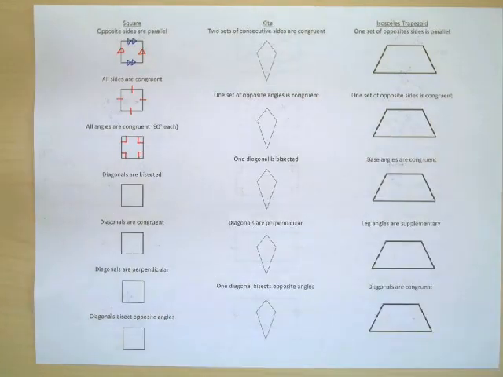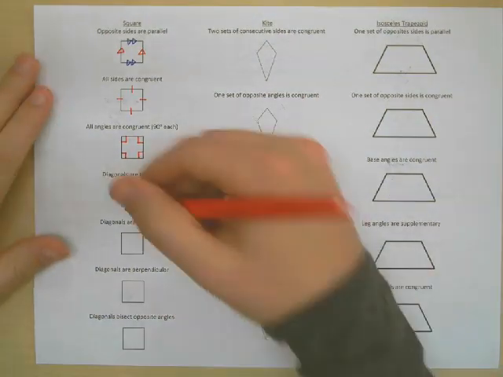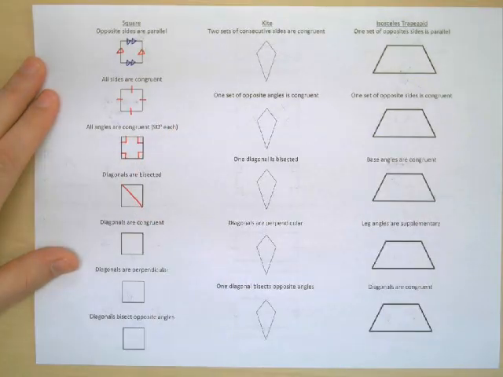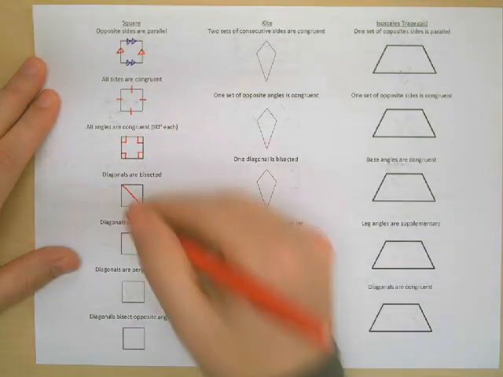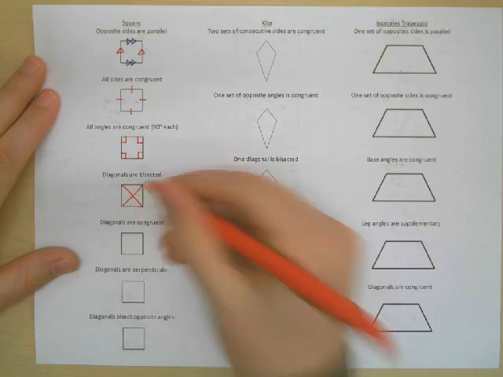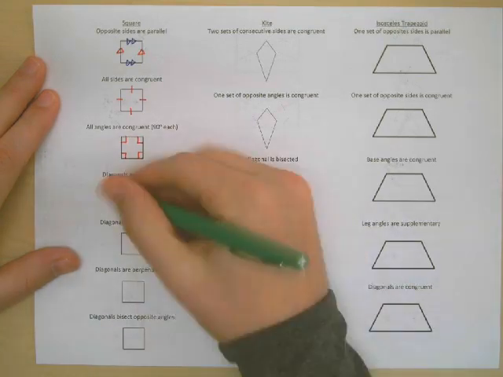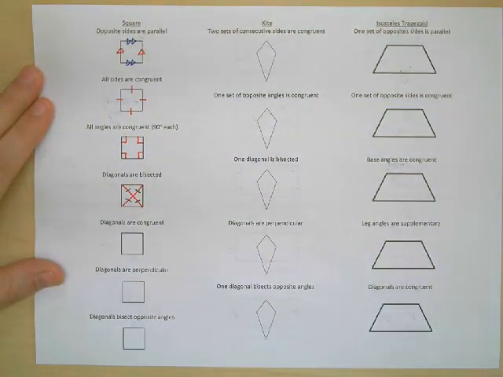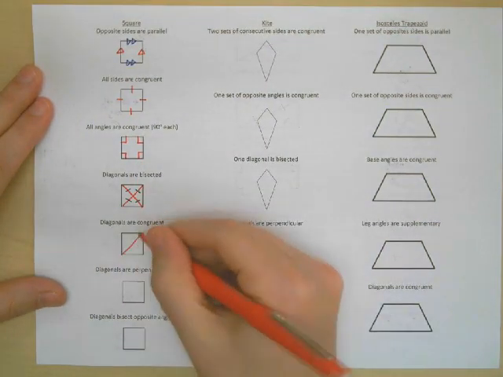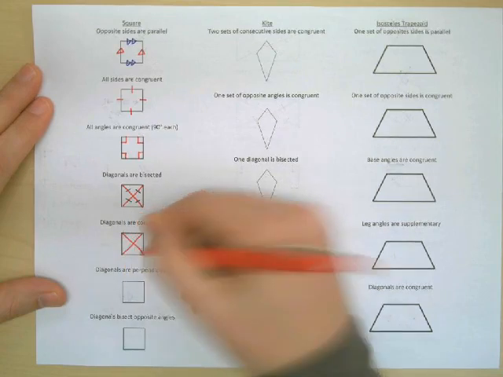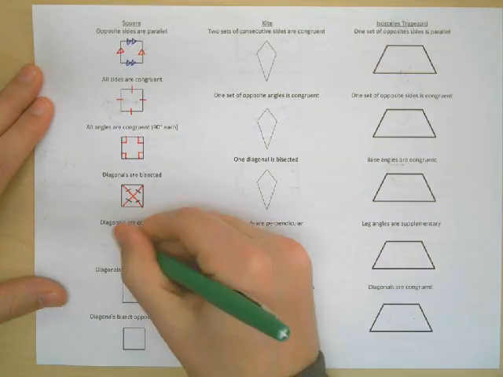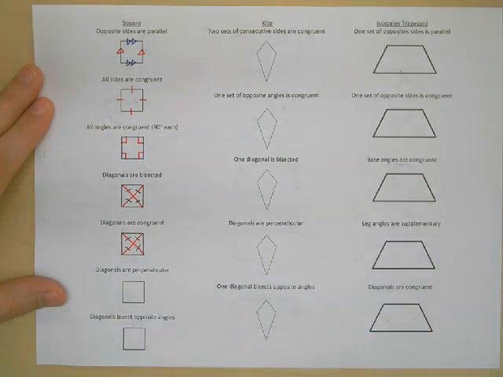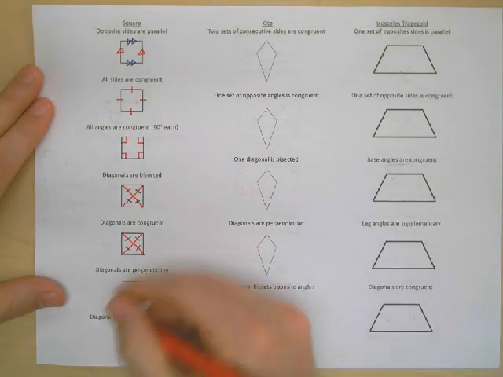The diagonals are bisected. I'm going to do the diagonals in the same color this time. You'll find out why in just a second. The diagonals are congruent. That's why I use the same color. And then the diagonals are perpendicular.